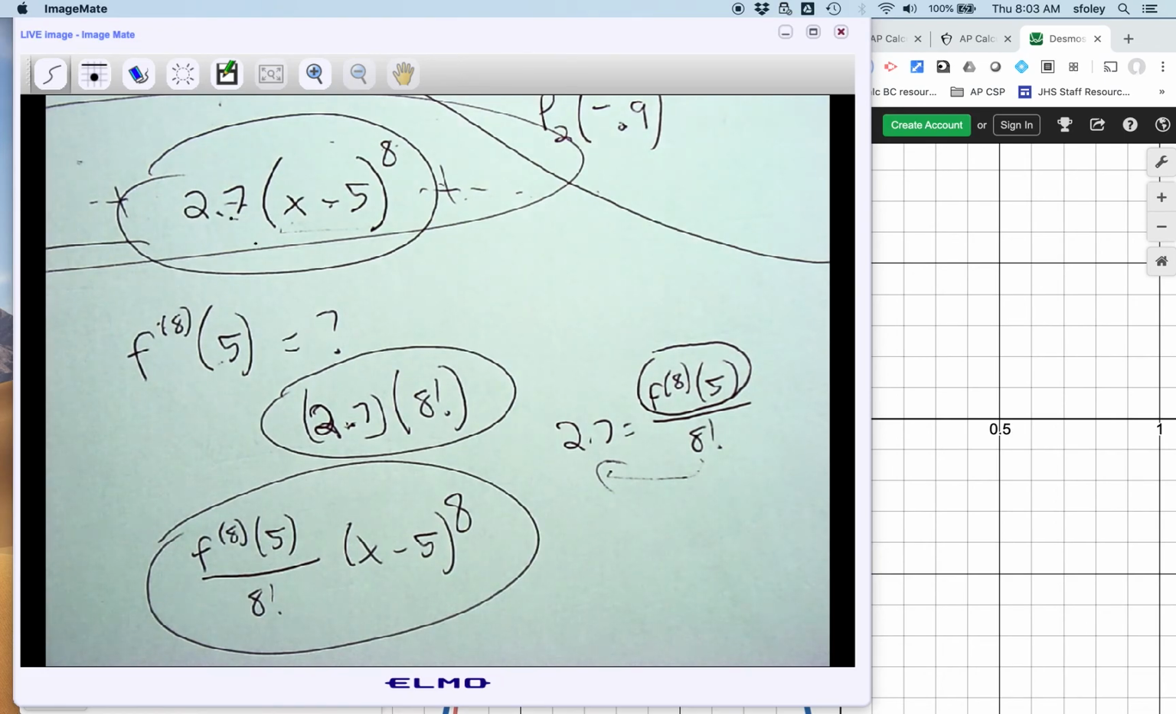So Taylor polynomials are sort of a fun thing that shows up lots of other places outside of Calc 2, so hopefully you enjoy working with them.